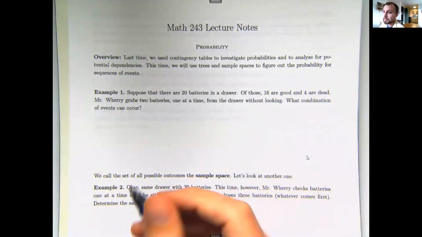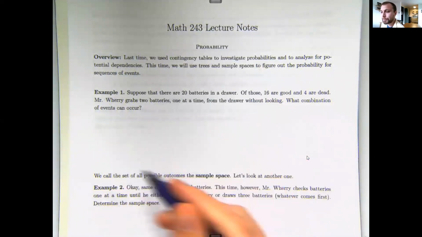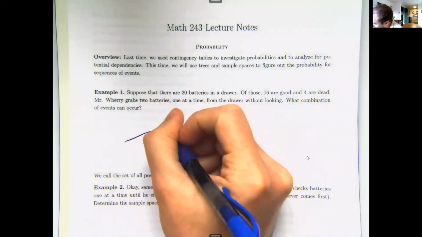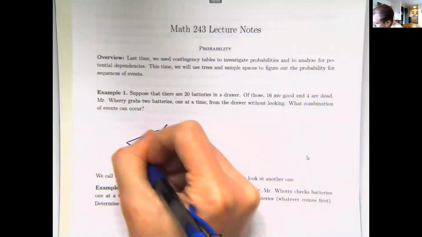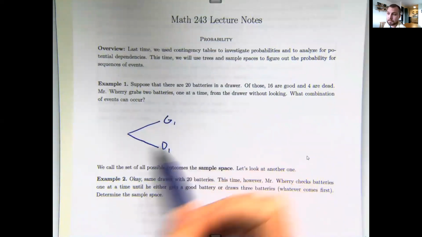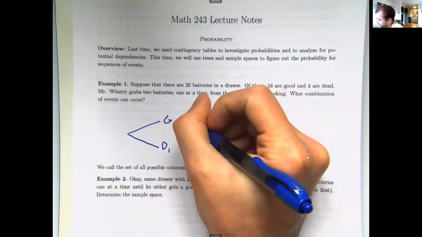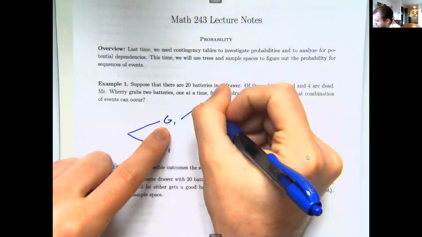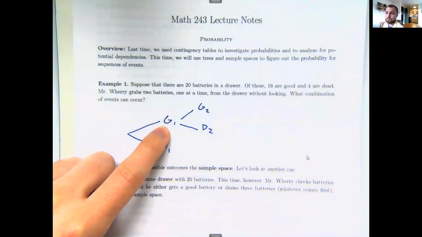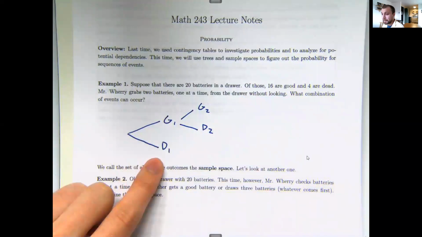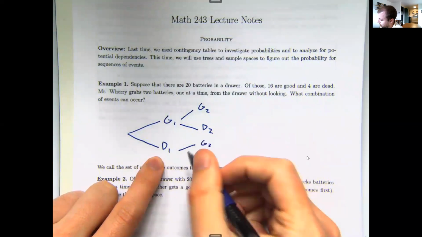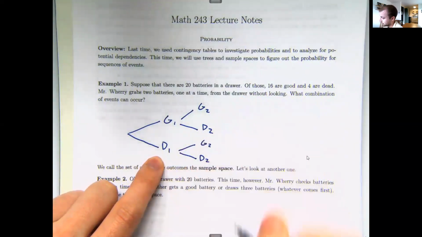So I'm just going to start branching things out, sort of like a flow chart here, to think about what can happen. This first battery can either be good or it can be dead. So I have good and dead. Second battery, even if I got a good one on the first pull, I could still get a good on the second or a dead on the second. Even if I get a dead on the first pull, I can still get a good on the second or a dead on the second.